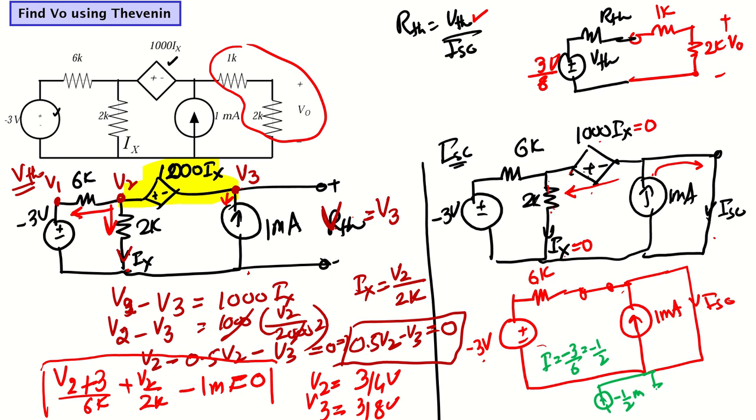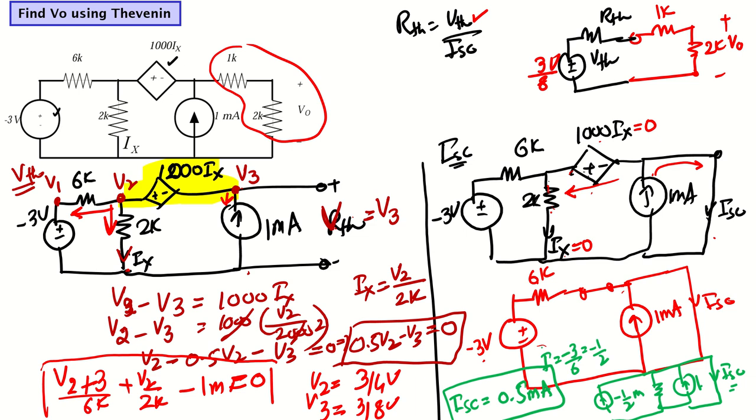Then this 6K will come in parallel. Then we have this 1 milliampere current source, and then we have this short circuit here, right? So basically these two current sources we can combine. 1 minus 1/2 will become 0.5 milli, right? And then that 0.5 current will directly flow through this short circuit. So we can say that the short circuit current is 0.5 milliampere.